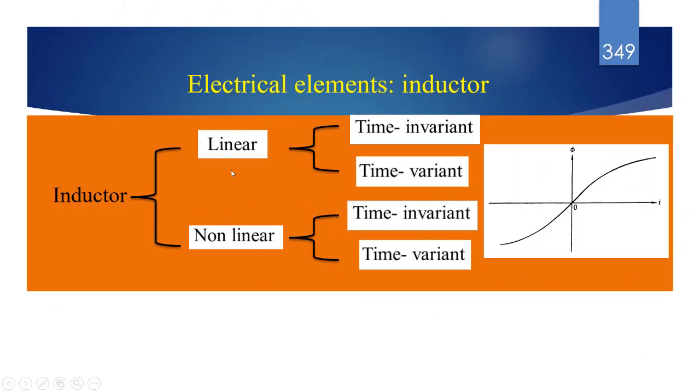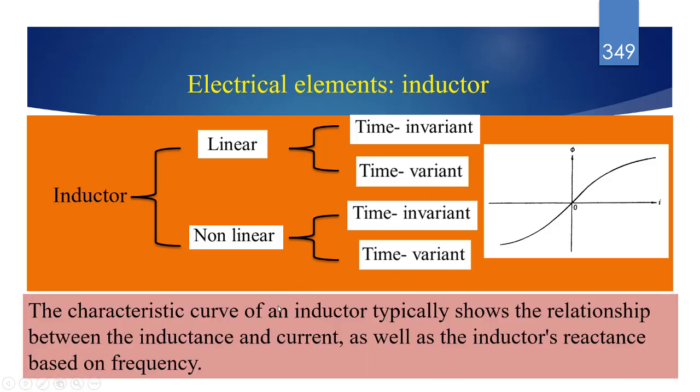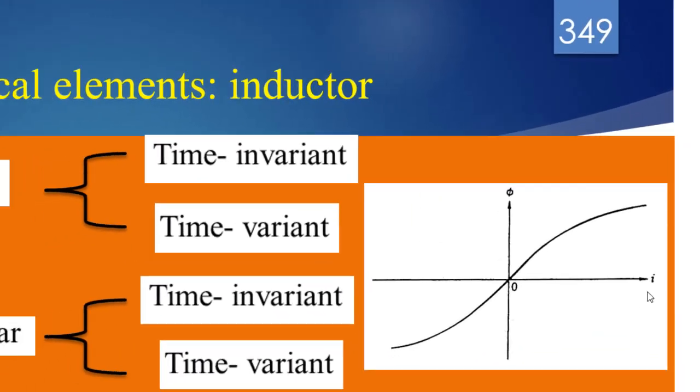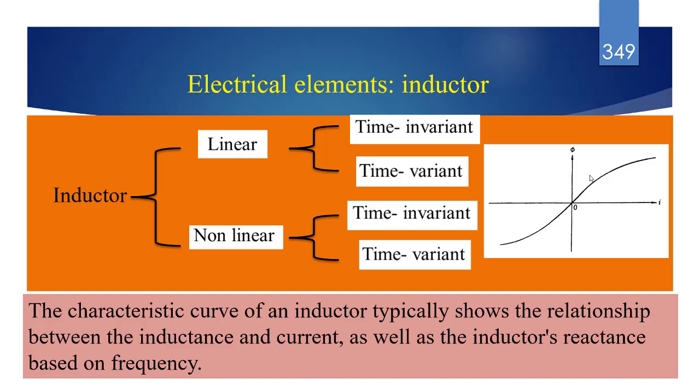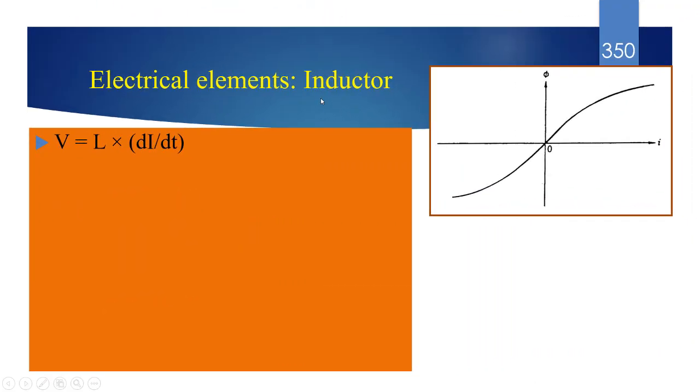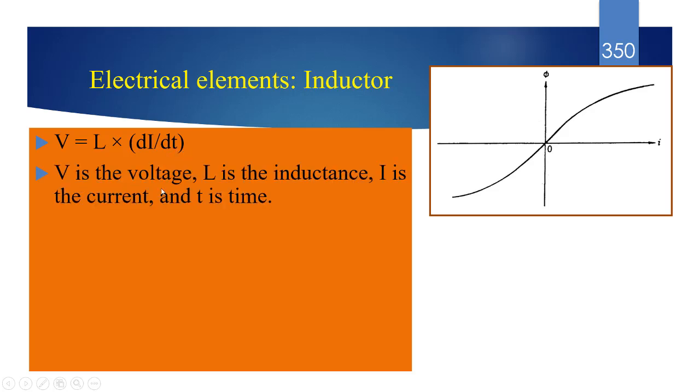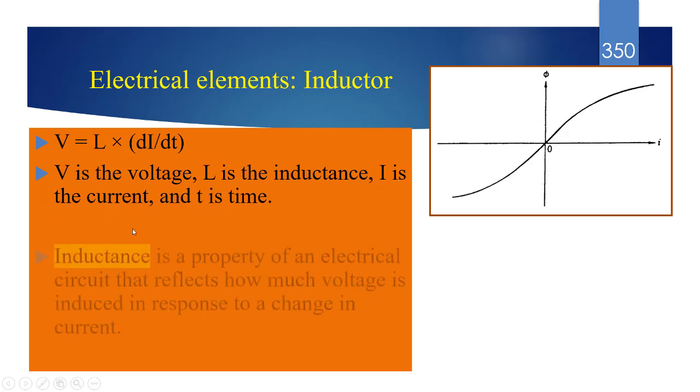Inductor. Inductors are divided into two types: linear, nonlinear. Also time invariant, time variant. The characteristic curve of an inductor typically shows the relationship between the inductance and the current, as well as the inductor's reactance based on frequency. In inductors, V is equal to L times the differential of the current over the differential of the time. V is the voltage, L is the inductance, I is the current, and t is time.